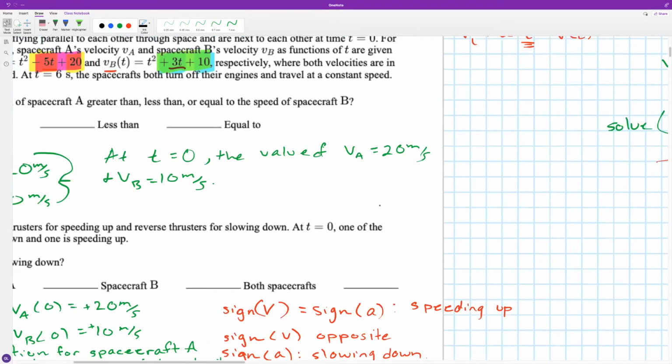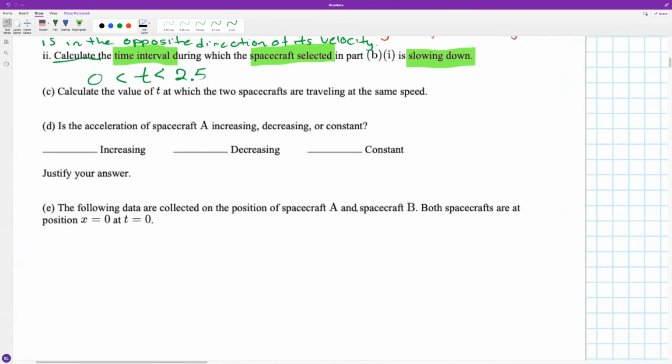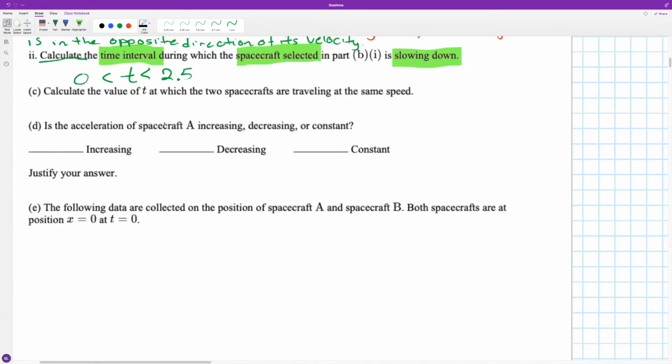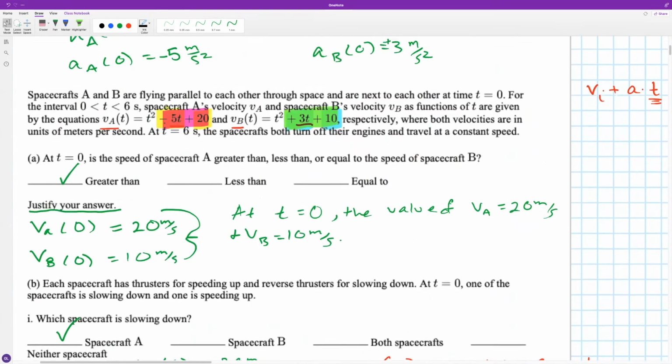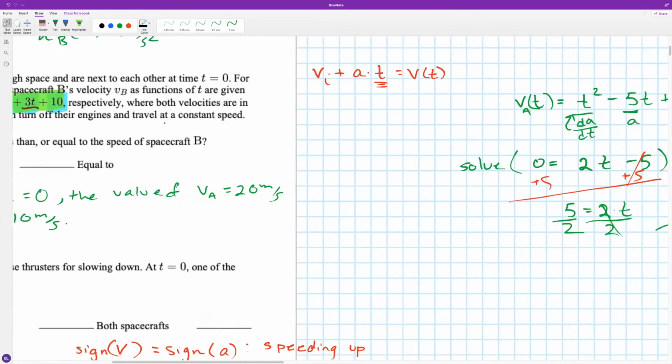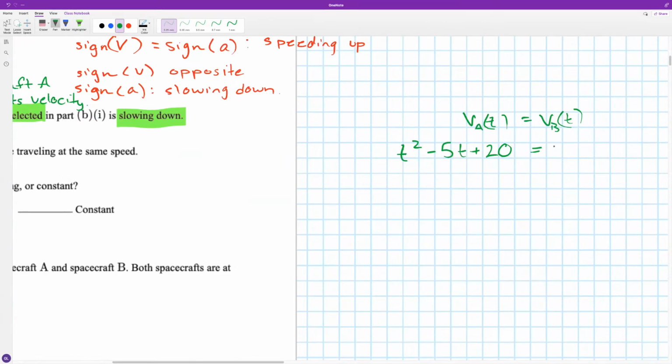Off to the side here, again, I don't think I gave us enough space. We have the equation for spacecraft A, which is t squared minus 5t plus 20. And that has to equal the velocity of B at some time. Oh no, we're going to have to solve a quadratic, but let's take a look. Oh, would you look at that? t squared plus 3t plus 10. Let's see what happens.